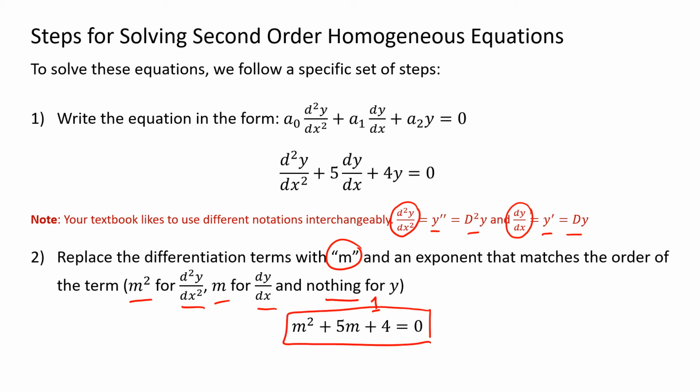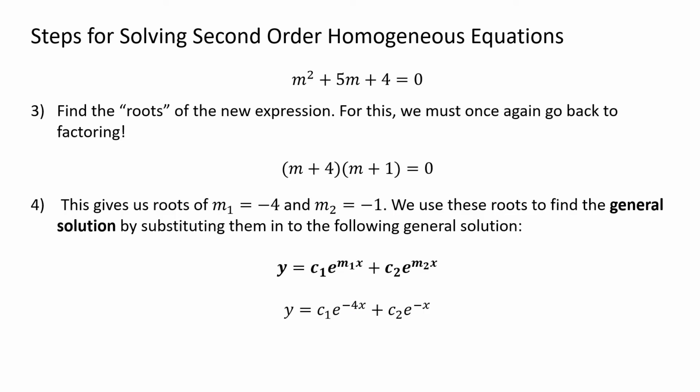And all I've done, I don't know why I decided to write it a second time, all I've done is replace these d squared y by dx squared terms with m's, okay? So using this, what you may have noticed is that this is actually a quadratic function. Remember your quadratic form, ax squared plus bx plus c is equal to 0. This translates it into a quadratic equation.